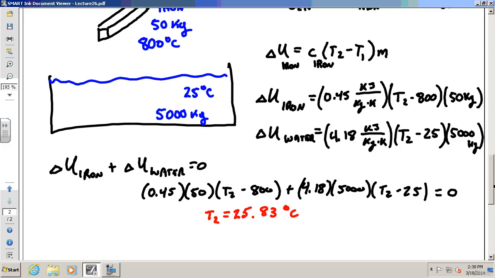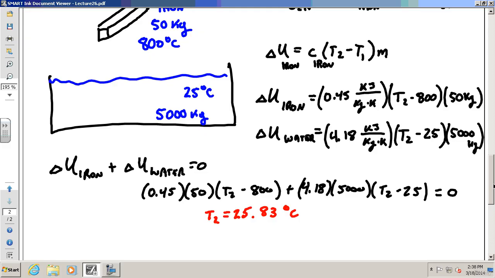So the water doesn't get heated up that much. The water was initially 25 degrees Celsius, and it gained not even a degree. But remember, the water was huge, and the iron bar was fairly small. And the specific heat of water is almost 10 times what iron is. So that kind of makes sense. There's so much more water.